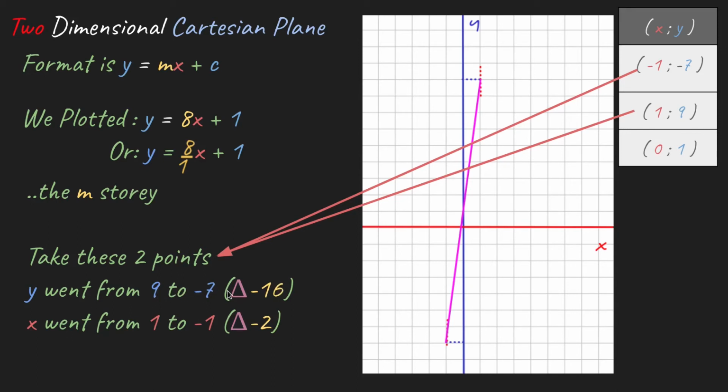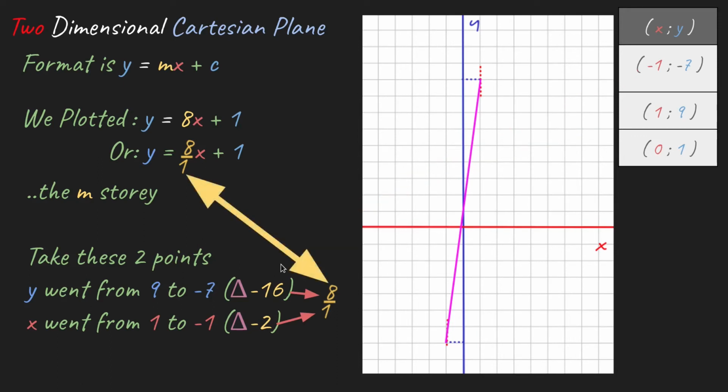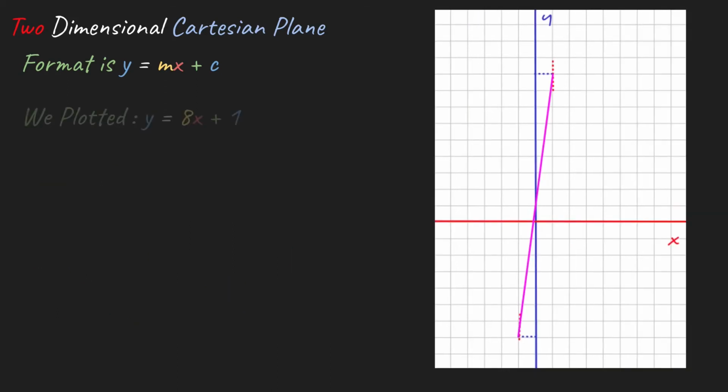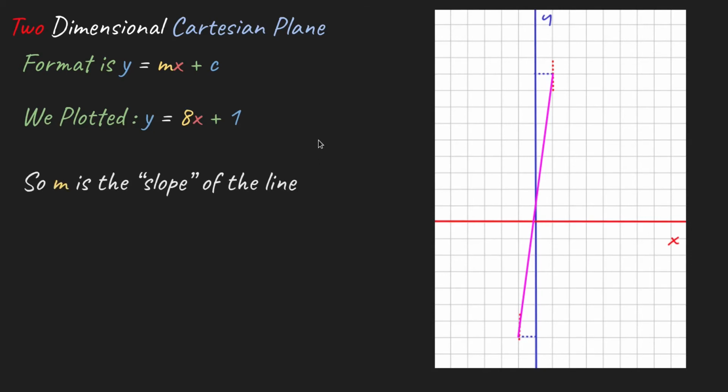And at the same time, x went from 1 to -1, which was negative direction as well. Now, if we put those two and make a fraction out of them again, or a ratio, a fraction is nothing more than a ratio, we get -16 upon 2, which is 8 upon 1. And this is really, really interesting for us. So we now know that m represents how sloped the line is. We plotted that. m is the slope of the line, which we call the inclination in fancy terminology.